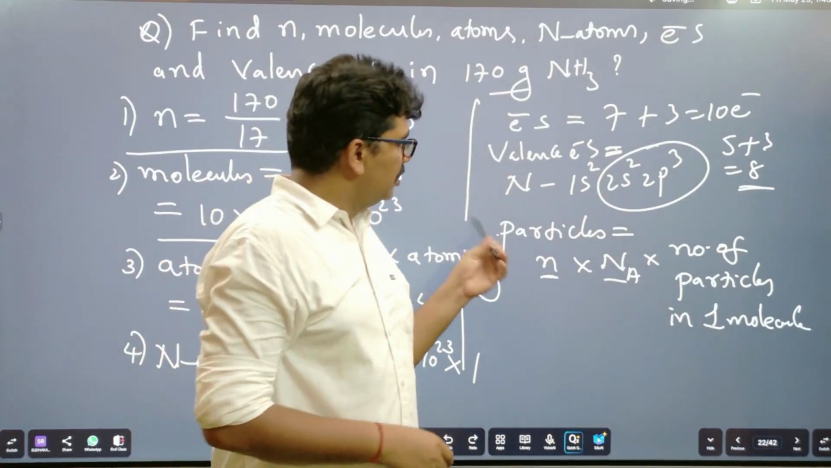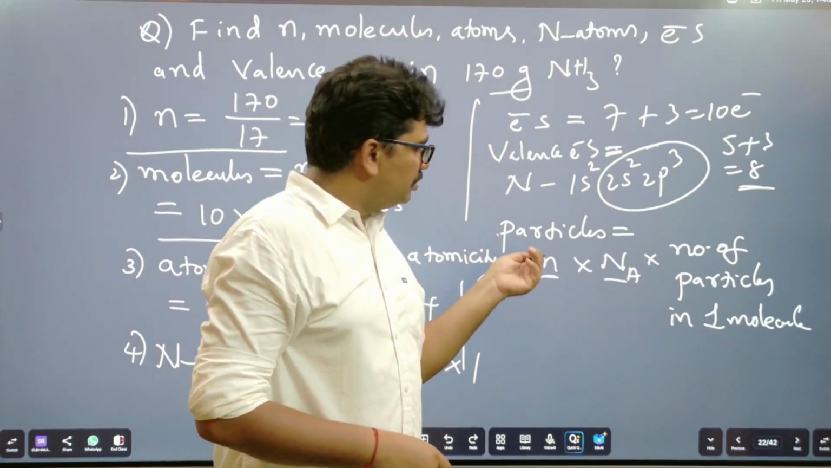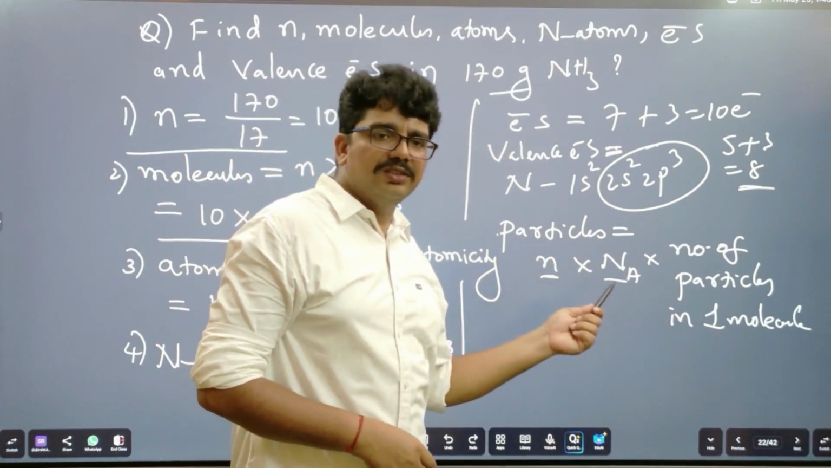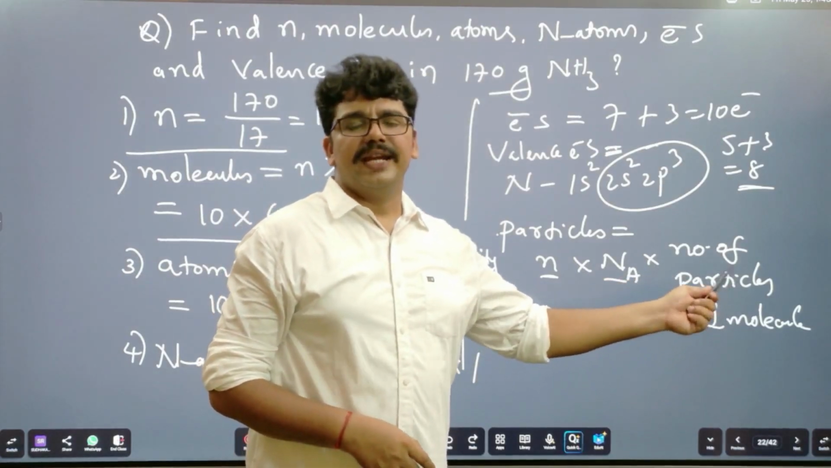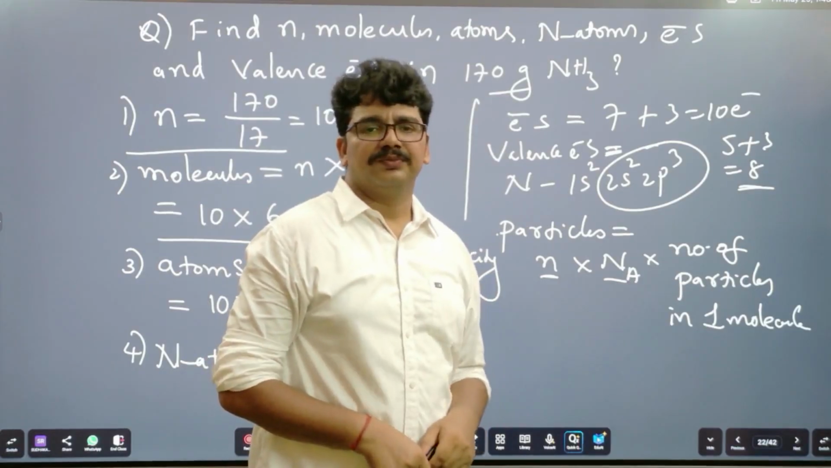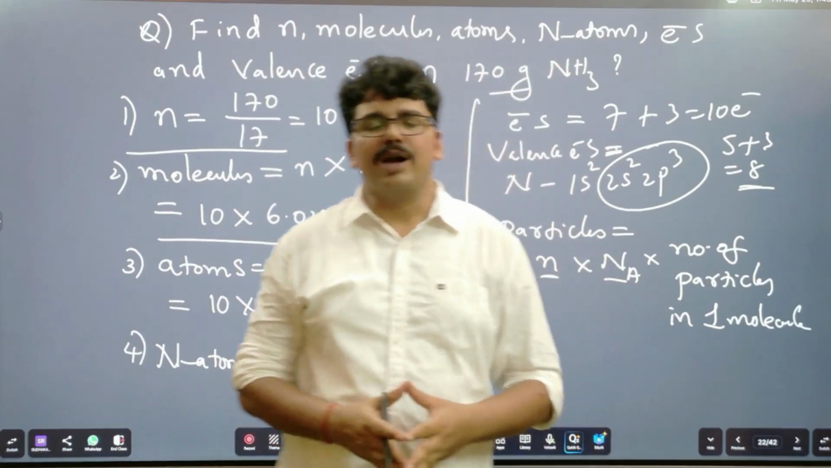Total number of valence electrons is equal to 10 moles into 6.022 into 10 power 23 into 8, with 8 valence electrons in one molecule. So this is our mole concept theory part.